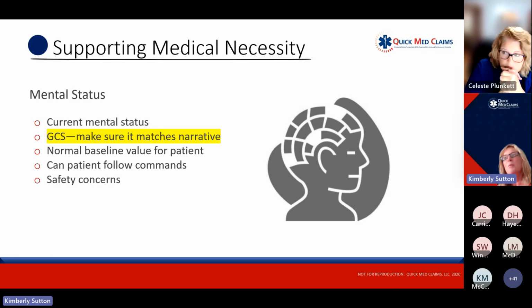And what was the normal baseline for that patient? Can the patient follow commands? Are there any safety concerns? Is the patient agitated, combative, or confused? Those are all pieces of mental status that can support the patient needing to be transported by ground or air ambulance.